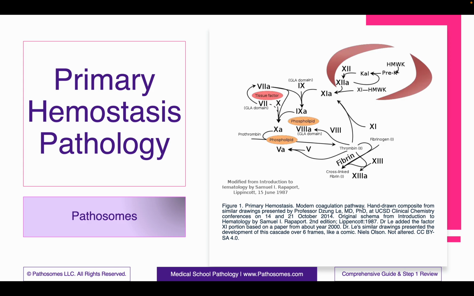Can you tell what this cartoon diagram is showcasing in the right side of this screen? If so, you're on the right track. Are you thinking coagulation cascade, perhaps? Right. So that is somewhat linked to our main topic of today, which is primary hemostasis pathology.